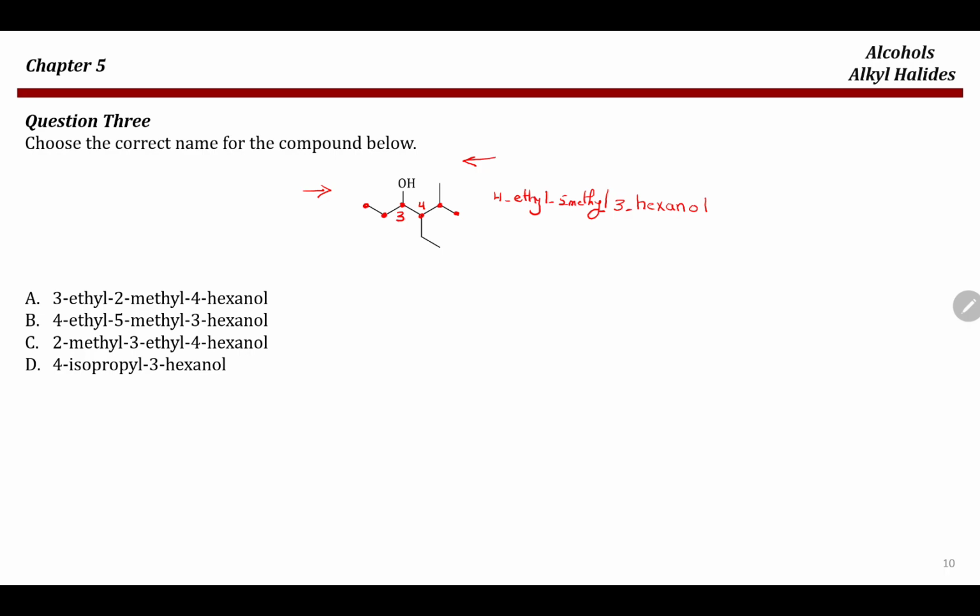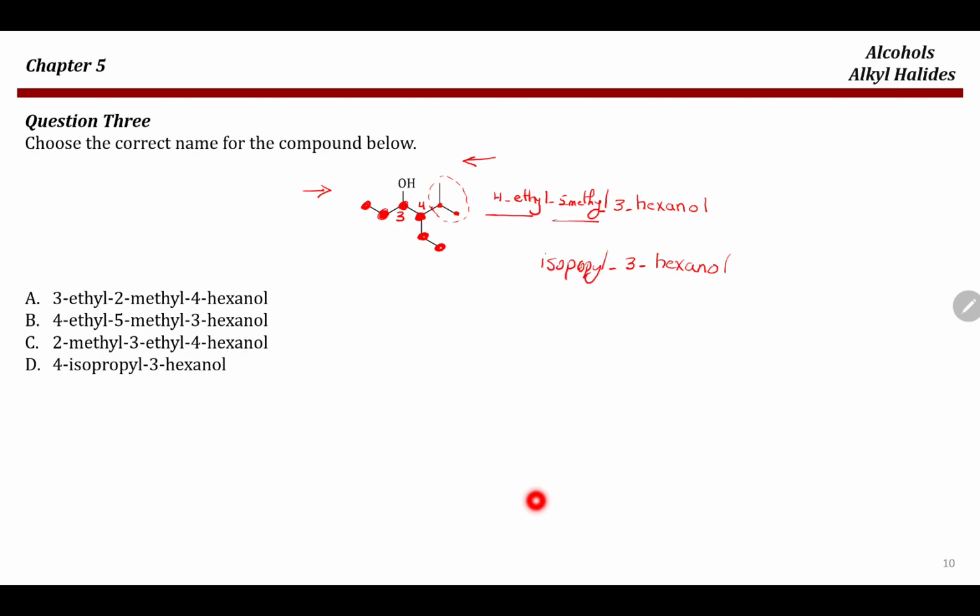Now, someone might say that the longest chain will be this one here. 1, 2, 3, 4, 5, 6. Again, this is hexanol. And again, the OH group is at position 3, so no change. However, in this case, we just have one branch, which is the isopropyl group.